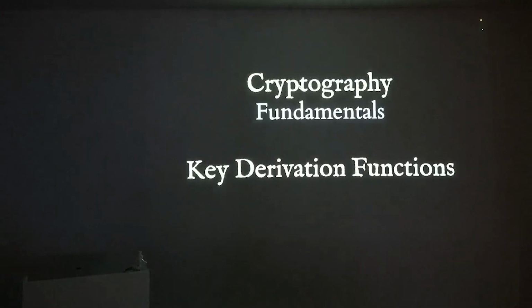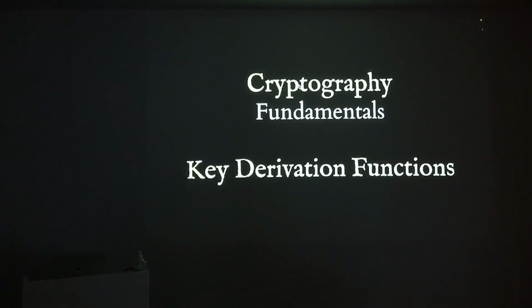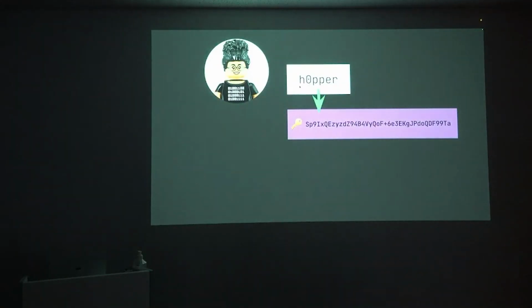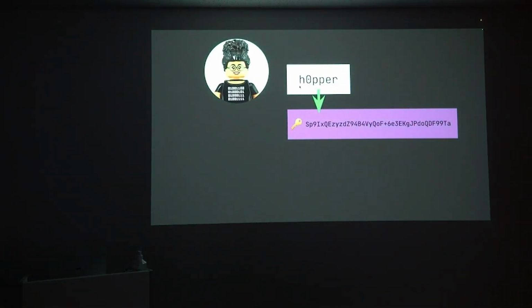But what can we do if we still want to use a human-memorable password as the basis of our key? For this, we can use something which we call the key derivation function, or KDF. This is a function that will take as input a human-memorable password and will return a stronger, longer key. Now, the interesting thing about these types of functions is they're very similar to hash functions, which you might be familiar with from doing file integrity checksums.